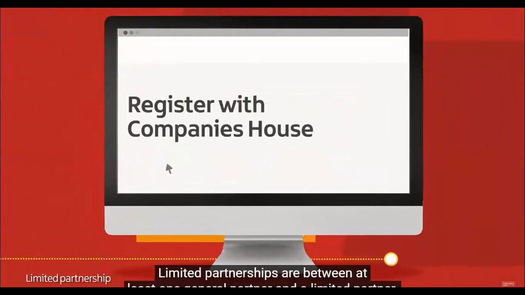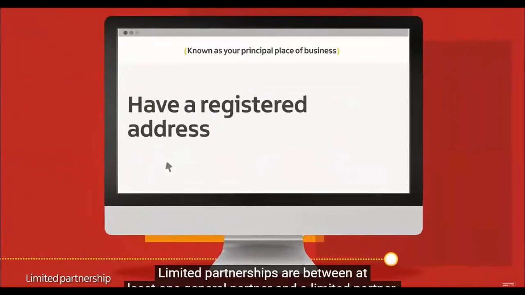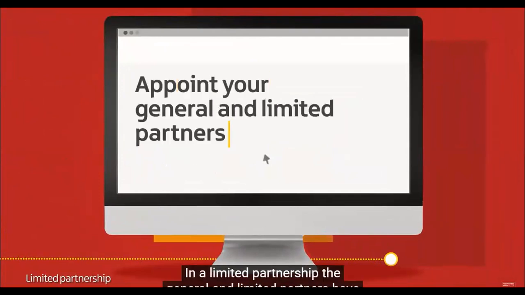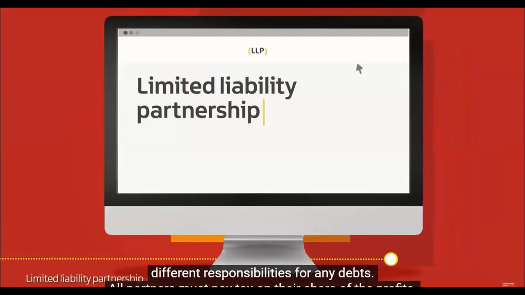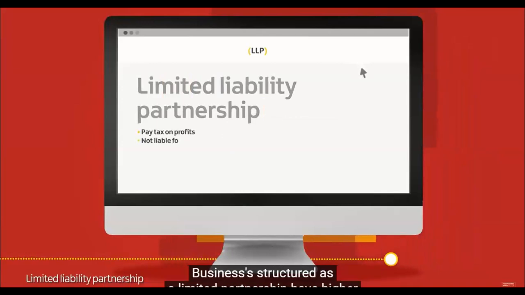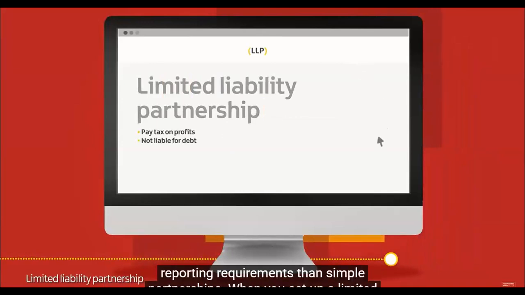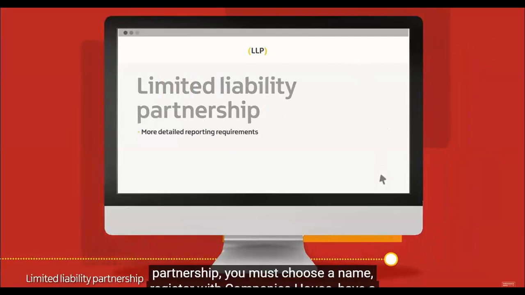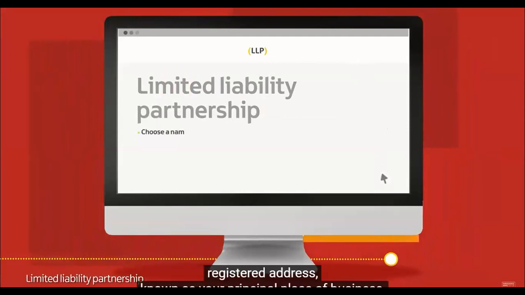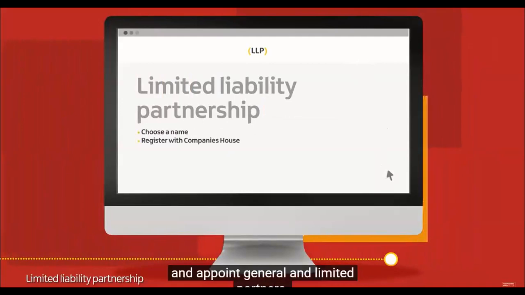Limited partnerships are between at least one general partner and a limited partner. The general and limited partners have different responsibilities for any debts. All partners must pay tax on their share of the profits. Businesses structured as a limited partnership have higher reporting requirements than simple partnerships. When you set up a limited partnership, you must choose a name, register with Companies House, have a registered address known as your principal place of business, and appoint general and limited partners.